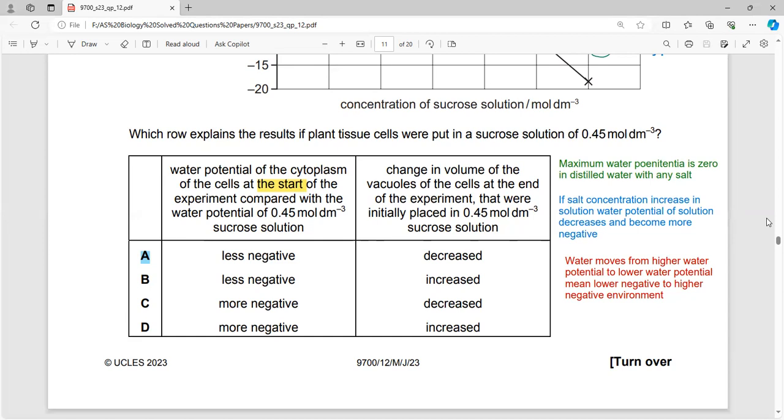So a low negative value means it is near to 0, so it has high water potential. And a high negative value means it is away from 0, so it has low water potential. So water always moves from high water potential to low water potential. So that's overall the concept about water potential.